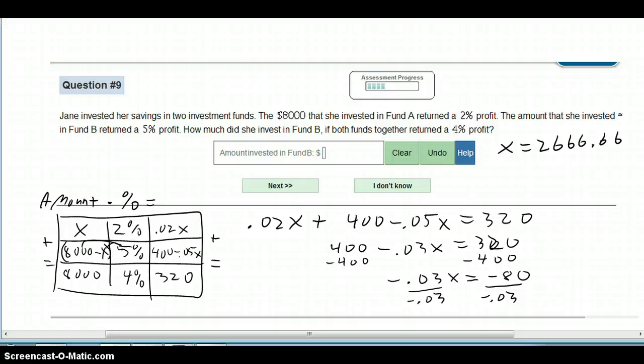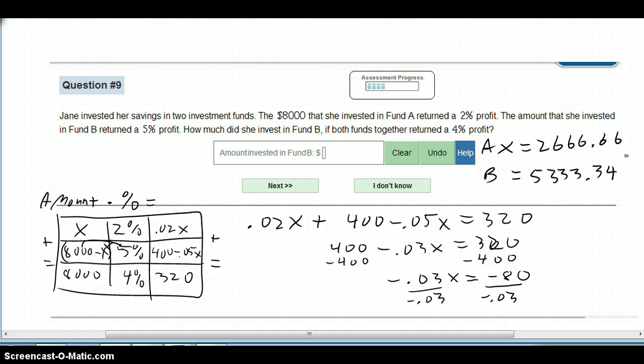So we just take 8,000 minus 2,666.66. So the first one is Fund A, and this would be Fund B. The rest of it is $5,333.34. Now, I don't know, if you round that to the nearest penny, then that would be 33.